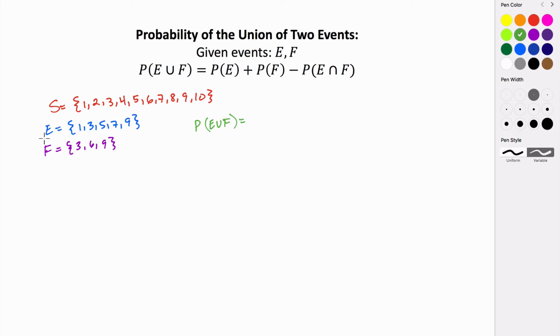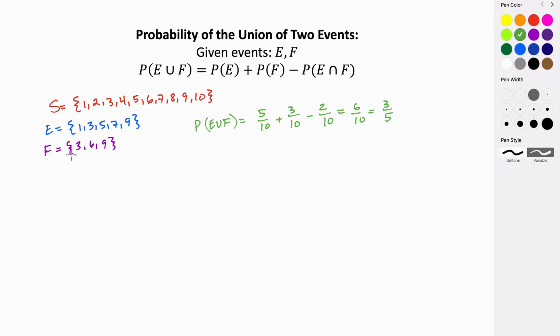Well, that would be the probability of something in event E occurring. So there's 5 out of our total 10, plus the probability of F occurring, so that's 3 out of 10, minus the probability of something in their intersection. So we can see that a 3 is in both and a 9 is in both, so that's 2 out of 10. So 5 plus 3 is 8, minus 2 is 6/10. So we end up with 6 out of 10, or 3/5.